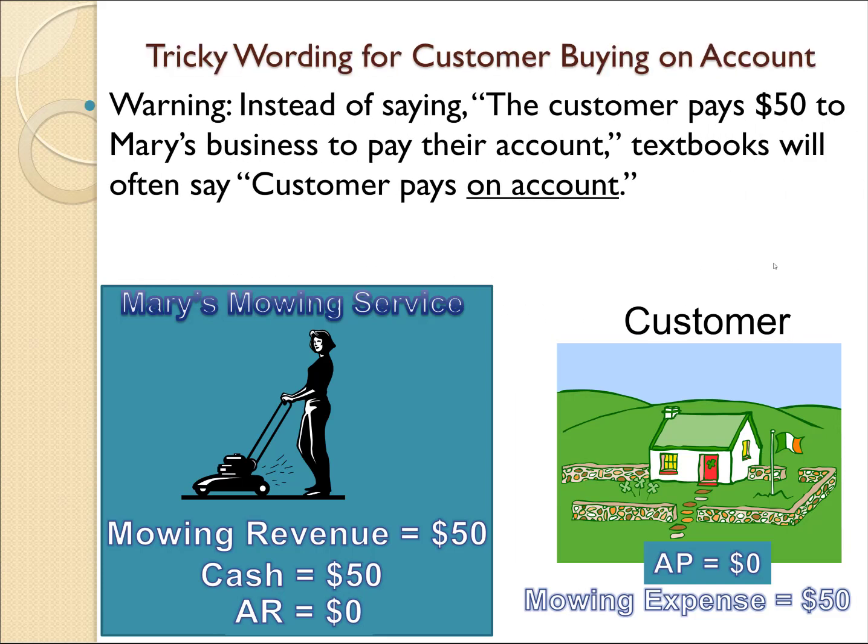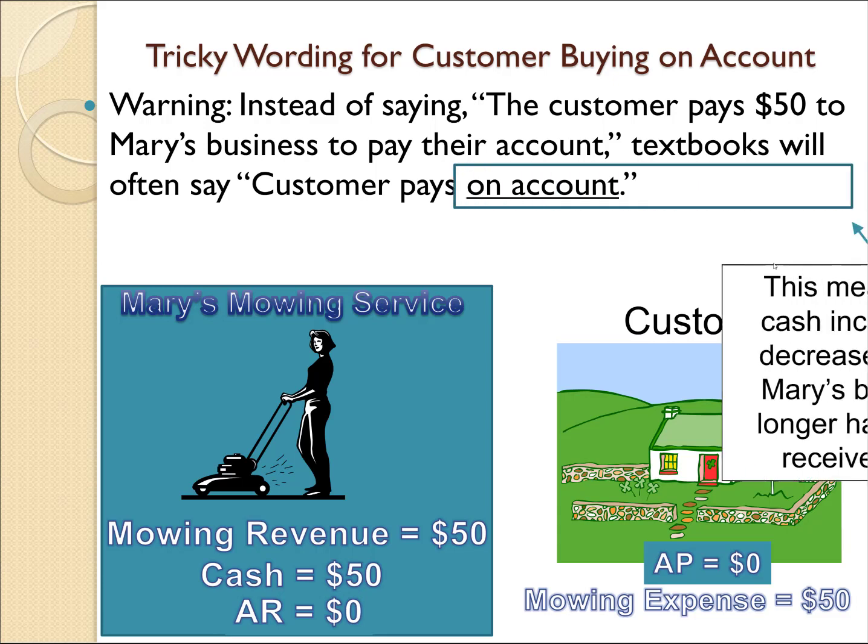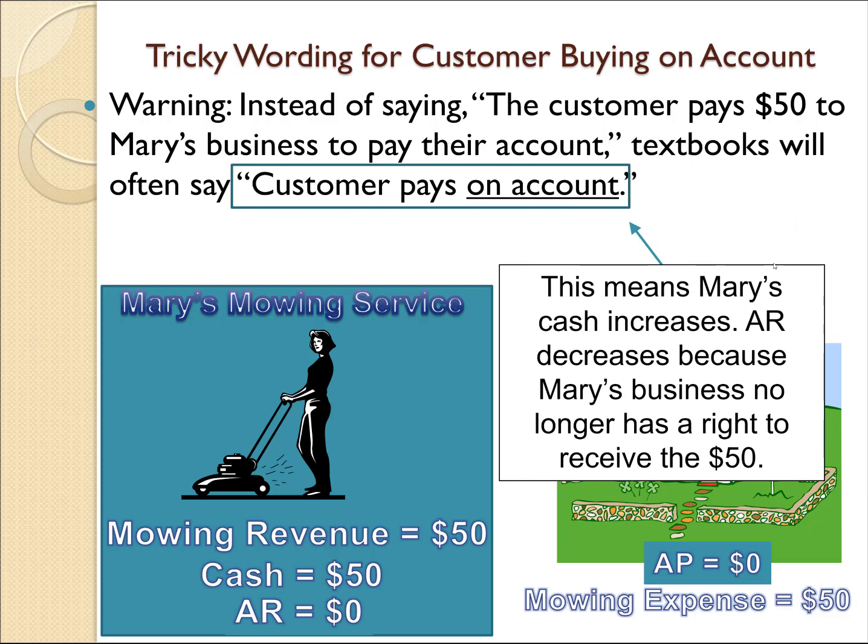So again, the textbook sometimes makes things harder than it should be. Instead of saying the customer pays $50 to Mary's business to pay their account, the textbooks will say something like the customer pays on account. So if it says the customer pays on account, this means Mary's cash increases. AR would decrease because Mary's business no longer has a right to receive the $50.